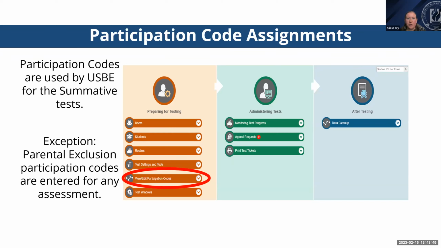Participation codes are used by USBE for summative tests. The only exception to this is the parental exclusion participation code, which can actually be entered for any assessment like the benchmarks or the interims, not just the summative.